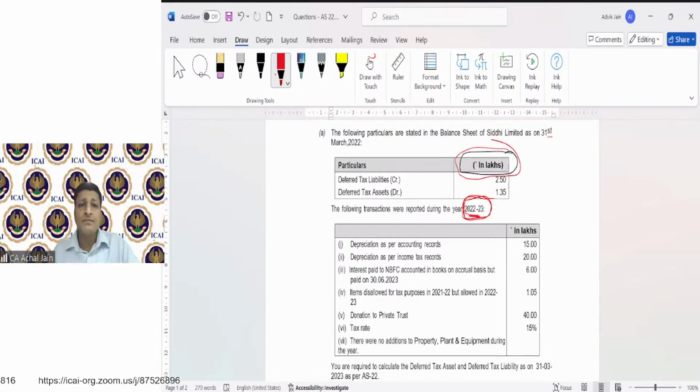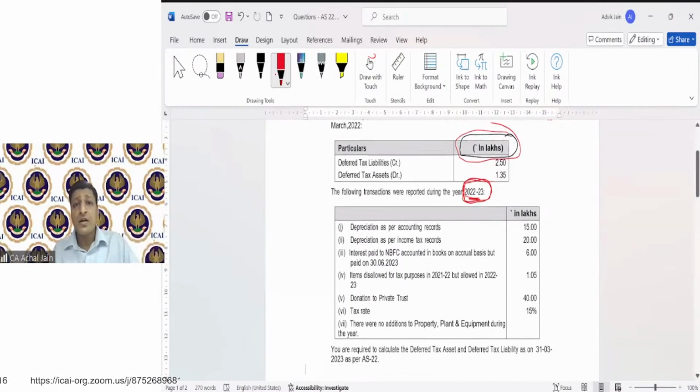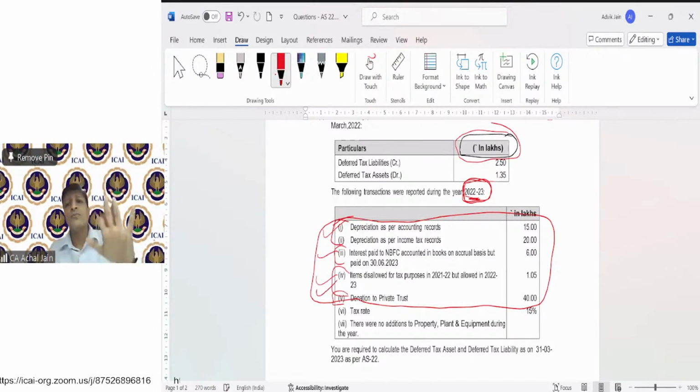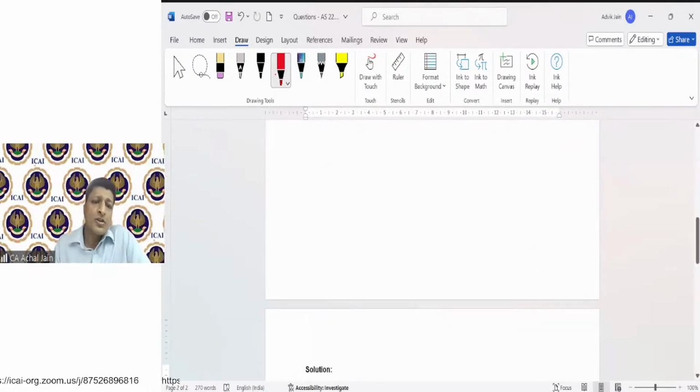Okay. Now when we begin, we have various items on which we'll have to analyze the impact of deferred tax. What are those items? One is depreciation, second is interest, third is disallowance, fourth is donation. So on 4 items we'll have to consider the deferred tax impact. Let's go through this one by one.